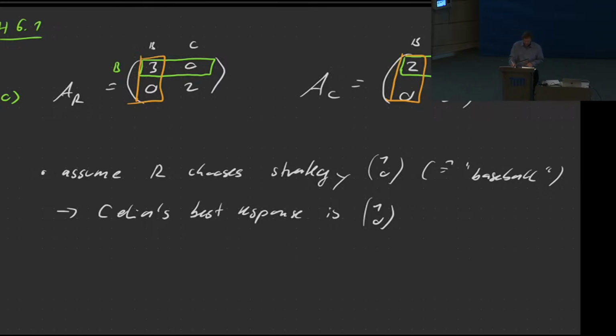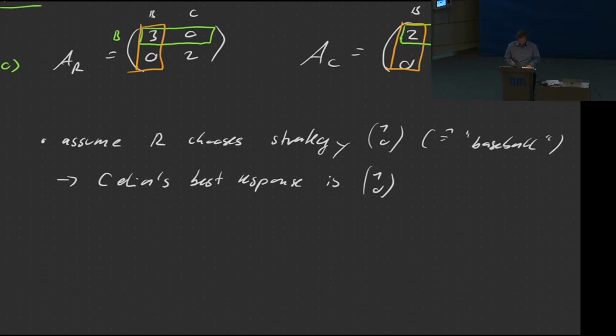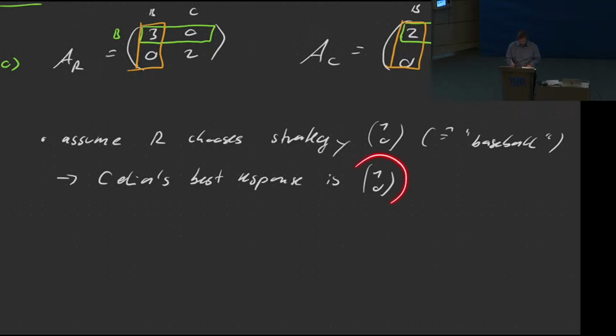Now, is this a Nash equilibrium? Well, for Celia, obviously, she has no incentive to change to this strategy because that's her best response, right? The question is, is it also Romeo's best response? So given that Celia plays this, would Romeo have an incentive to change to that strategy? Well, he currently gets a payoff of 3. Changing would mean he gets 0. So obviously there's no incentive for him to switch, right? And that means Romeo's best response to this strategy is also the one that we started with.